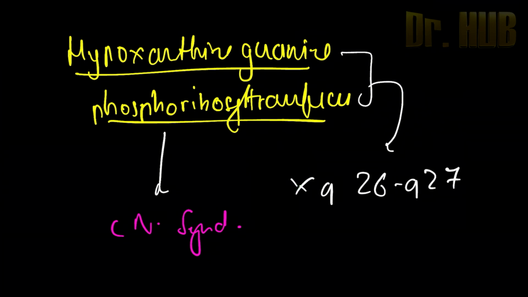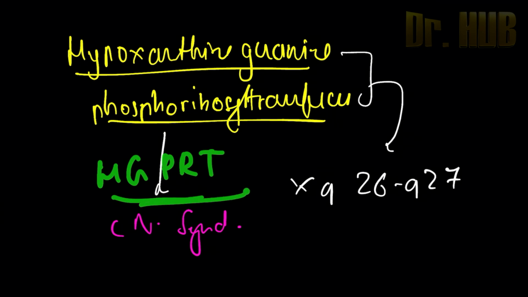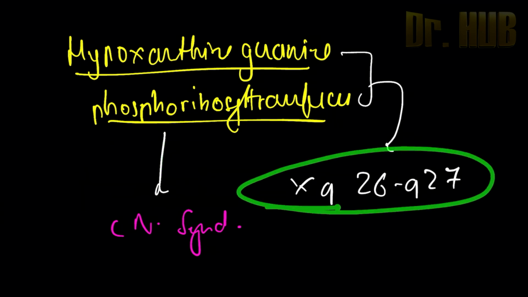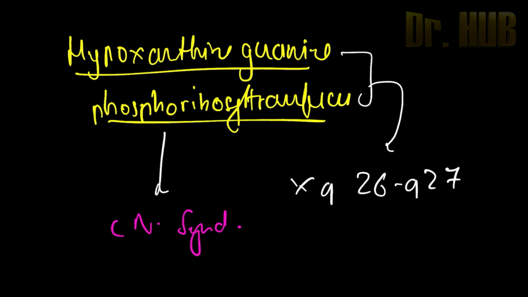Then comes hypoxanthine phosphoribosyl transferase, the HGPRT. As we saw, HGPRT is associated with Xq26-q27. The disease implicated is LN syndrome, that is Lesch-Nyhan syndrome.